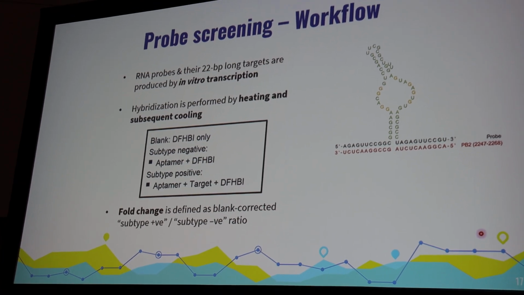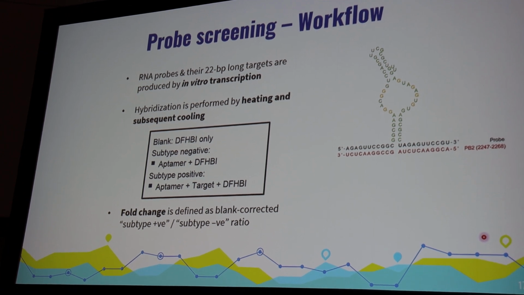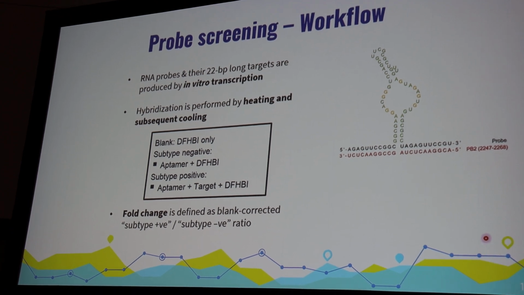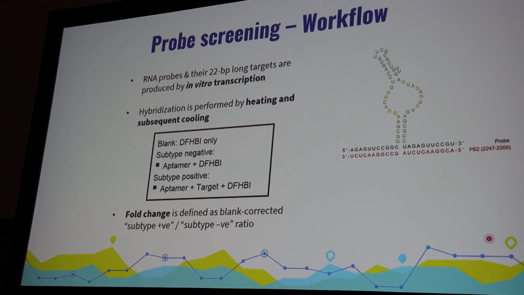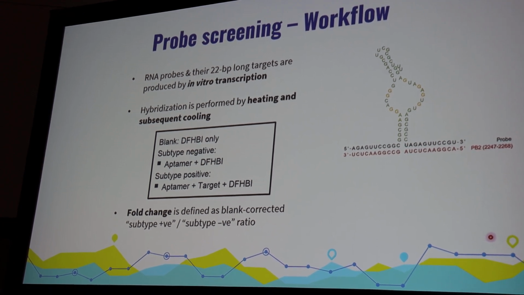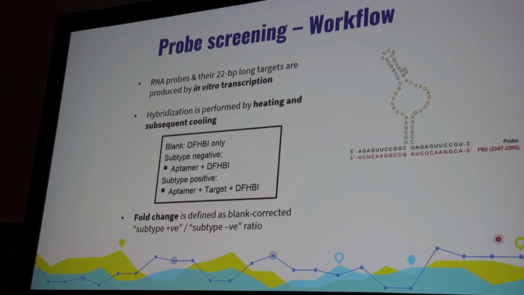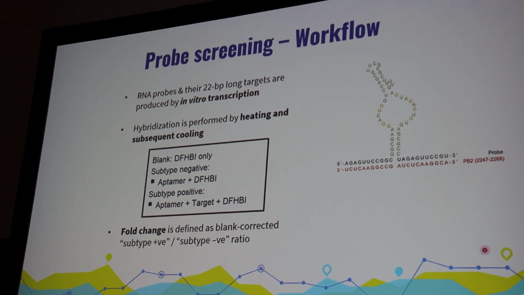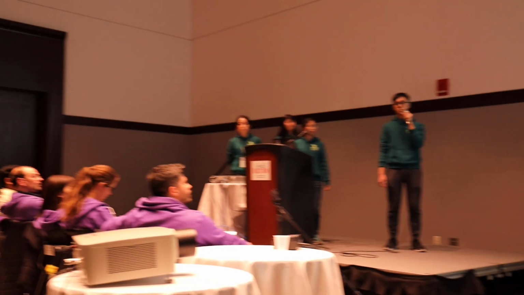So after inputting the sequence into the Block-iT designer, which chooses regions that the probe can bind to sufficiently, we have performed the screening by producing the probe and the 22 base pair long targets by in vitro transcription. After producing the RNA sequences, we hybridize them by heating and cooling, which means that it is simple for users who don't have much expertise. And to simulate the subtype negative and positive situation, we have used the aptamer only and the aptamer plus target samples for assay.